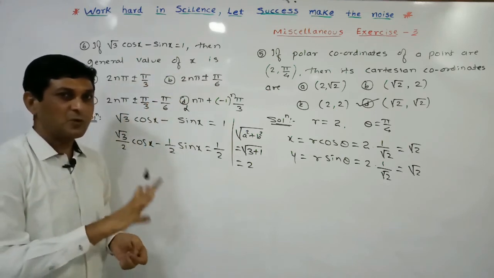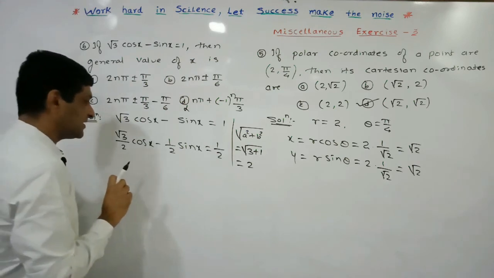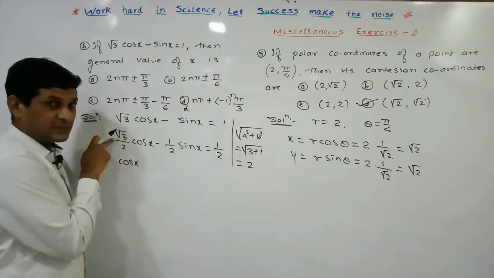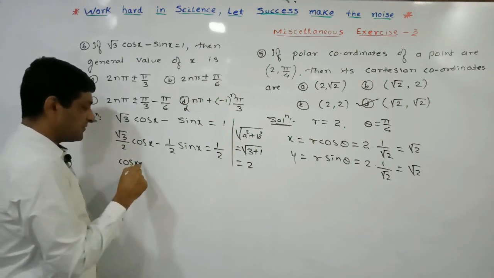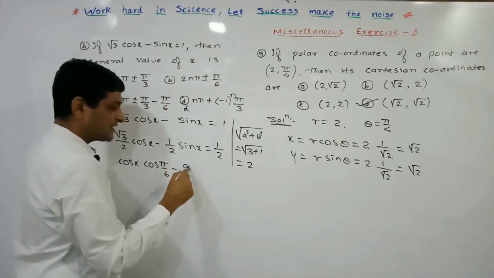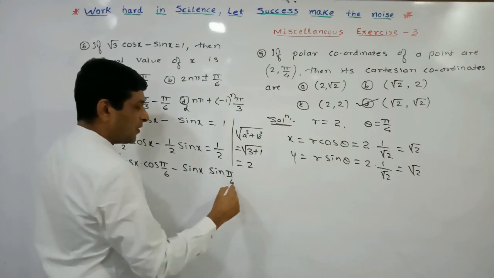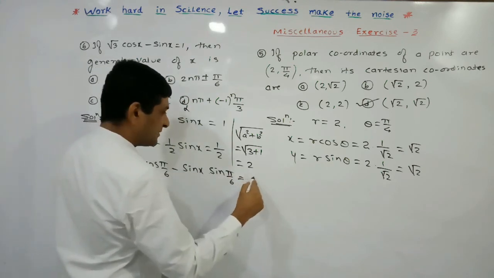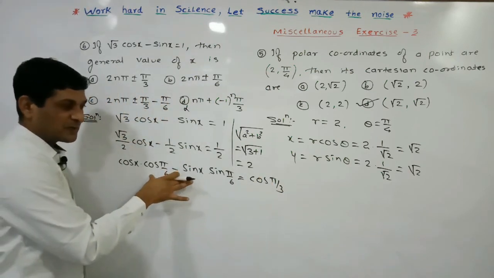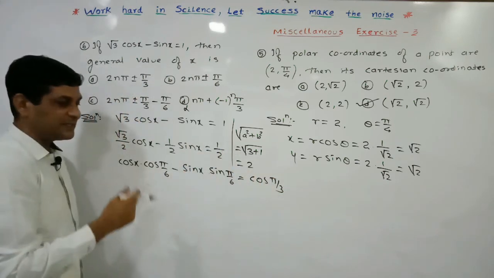Cos theta is equal to cos alpha. So now we are trying to convert this equation in terms of cos theta is equal to cos alpha. Keep this cos x as it is. Convert this term into cos. Root 3 by 2 is the value of cos pi by 6. Minus, keep this sin x as it is. 1 by 2 is the value of sin pi by 6. On this side 1 by 2 will get replaced by cos pi by 3. We are trying to convert it in the form of cos theta is equal to cos alpha. That's why we have converted this side in terms of cos.